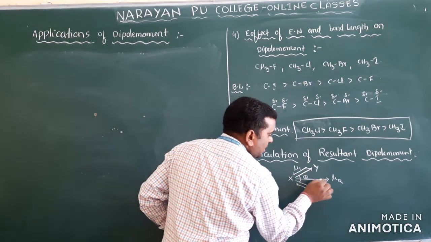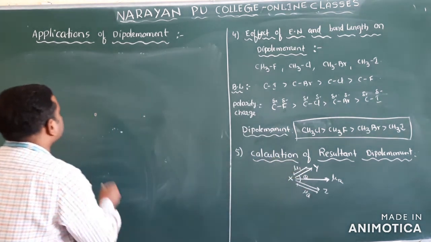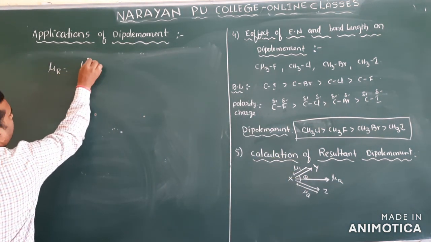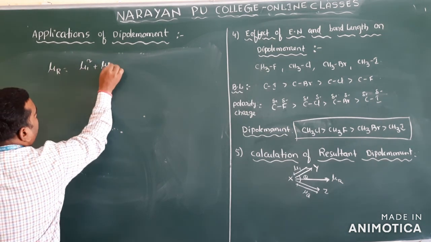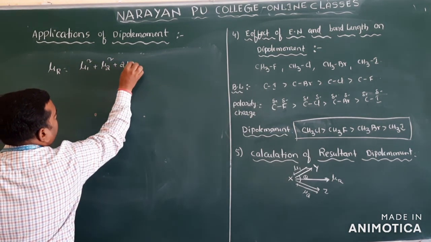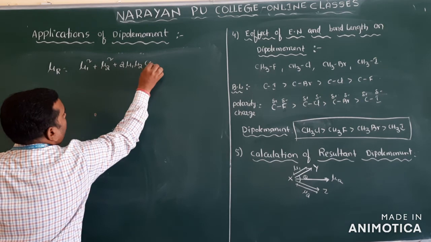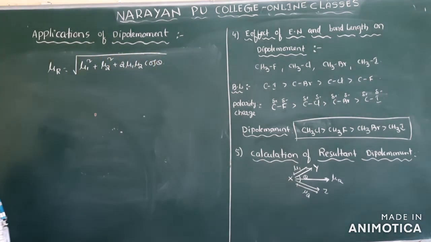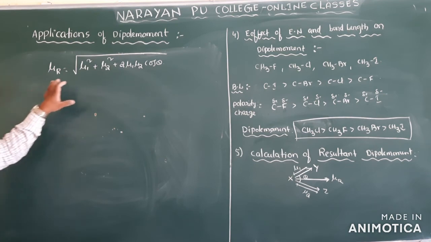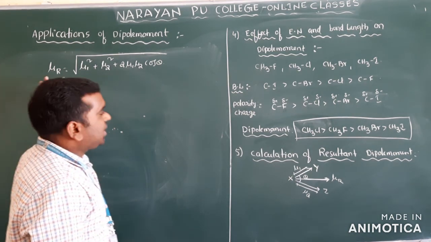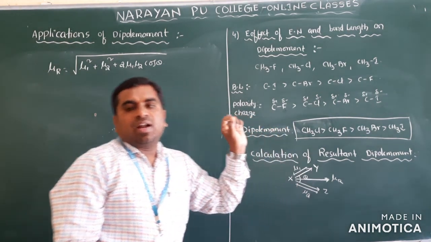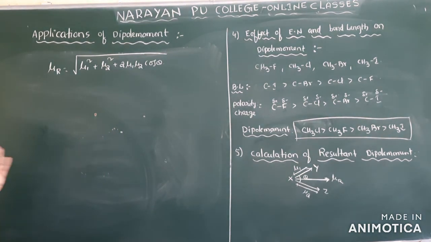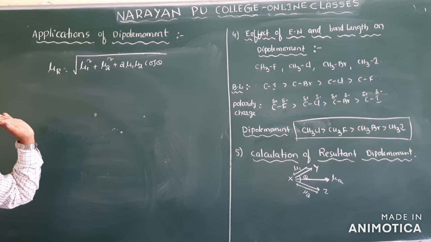That is the resultant dipole moment will be here. So what is the resultant dipole moment? We have one formula: the square root of mu1 square plus mu2 square plus 2 mu1 mu2 cos theta. Clear? So this is the formula to calculate the resultant dipole moment. Got my point?